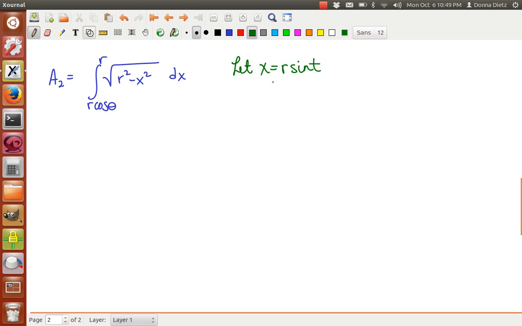Then you do a whole bunch of messing around. So for example, you have to solve for t. t is an angle whose sine is x over r.